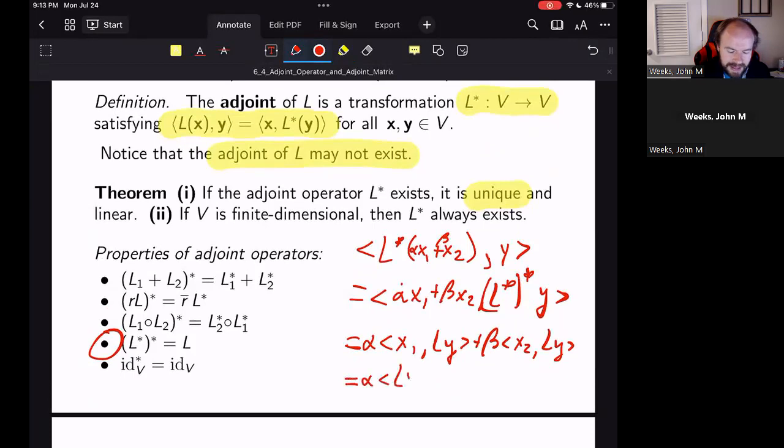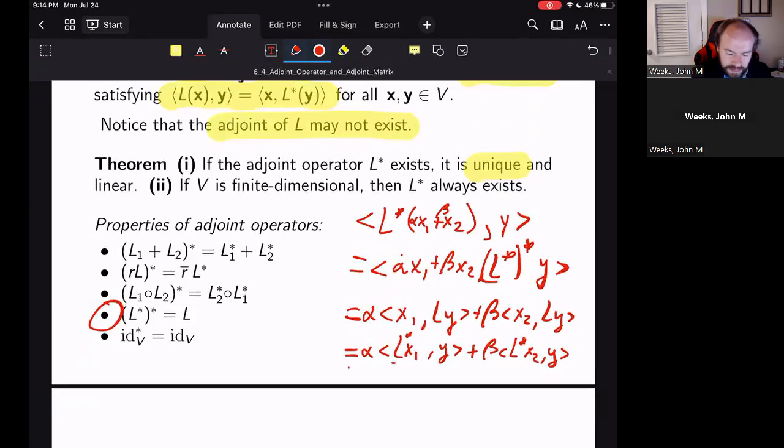So this is going to be alpha L star x1 comma y, plus beta L star x2 comma y. And what ends up happening is that this is just L star of x1, this is L star of x2, and the scalars all came outside. So this works very well as a linear operator. Now, the adjoint also works very well for sums of these operators.